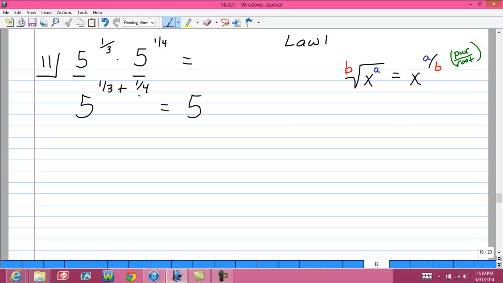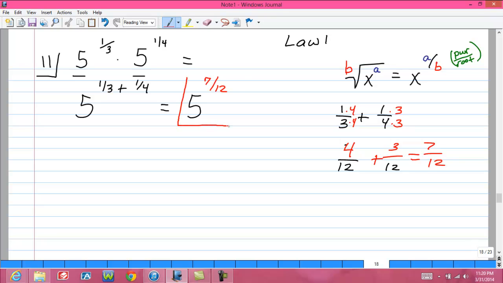I have 2 fractions I need to add together that do not have common denominators. So we need to get a common denominator. My least common denominator will be 12. 3 goes into 12. What times 3 gives me 12, and that's 4. Multiply both top and bottom by 4. And in the second fraction, what times 4 gives me 12, and that is 3. Now my denominators are the same, so I can combine my fractions to get 7/12. And this is my answer.